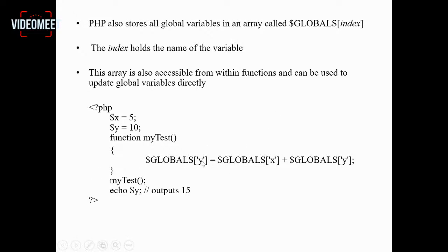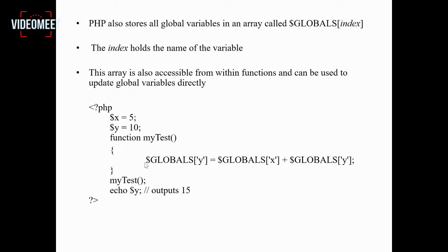And in that $GLOBALS array, what is the index that must be used to access that variable's value? Whatever variable name you have given for that variable, that name must be enclosed in single or double quotes, right? So this is an alternative way for accessing global variable values inside a function. Instead of redeclaring them, you can use this $GLOBALS array.